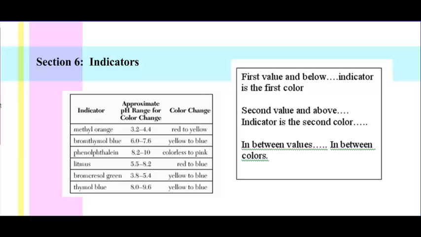Hi everybody, welcome back. This is Unit 11, Lesson 5, and it'll be the final unit in our section on acids and bases.